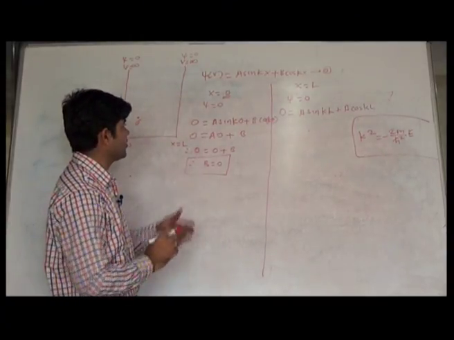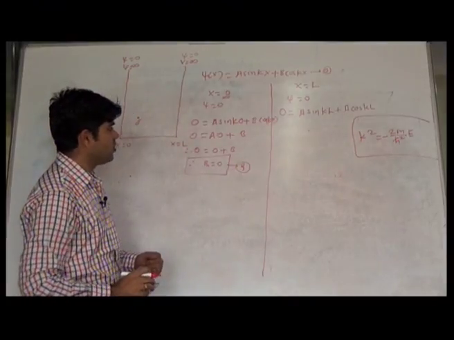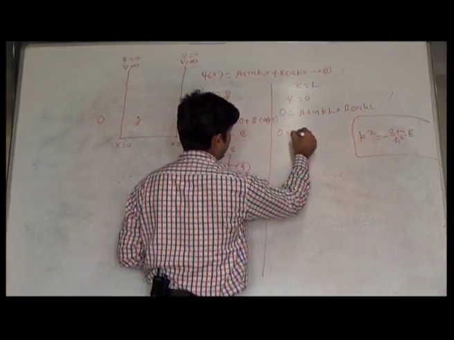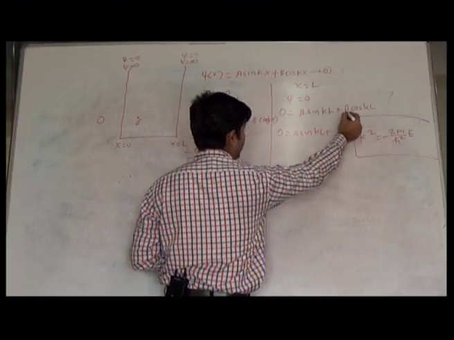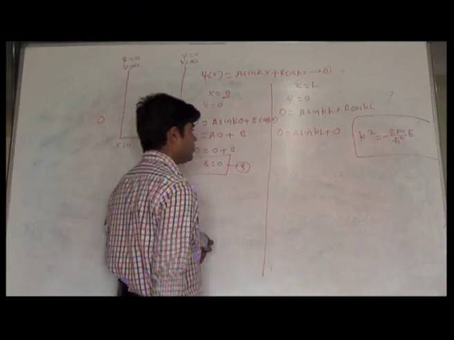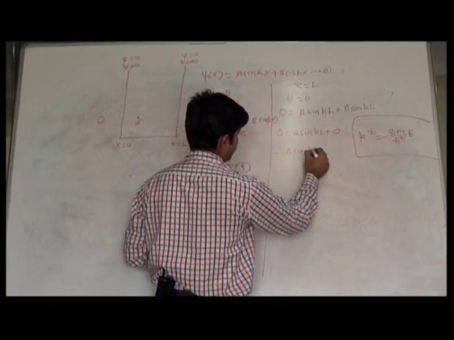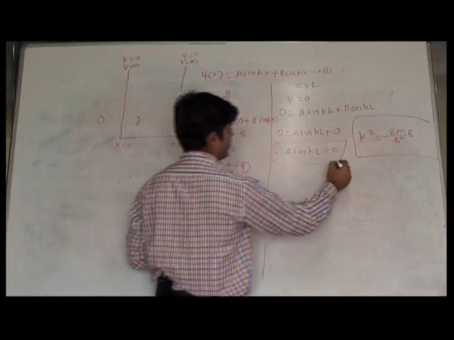But from equation number 4, we know that the value of B is equal to 0, hence this equation becomes 0 is equal to A sin KL plus value of B is equal to 0, 0 into cos KL, 0. Therefore, A sin KL finally is equal to 0. This is equation number 5.